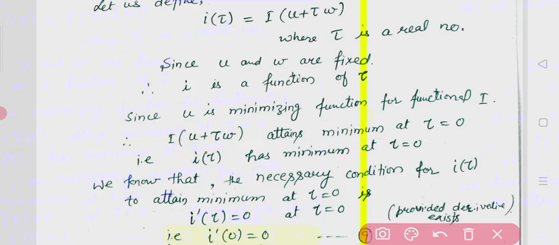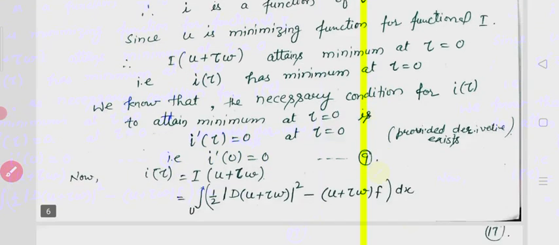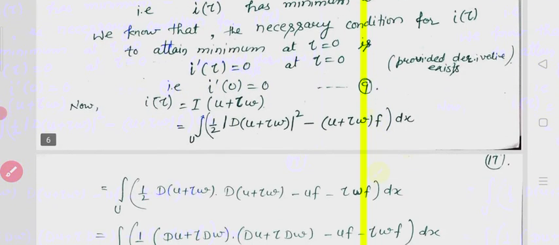Okay. So also we know that the necessary condition for I of tau to attain a minimum at tau equal to 0, what does it mean? Its first derivative will be equal to 0 at tau equal to 0. So that is the condition. That means I dash tau will be equal to 0 at tau equal to 0. So what does it mean? That means I dash at 0 will be equal to 0.